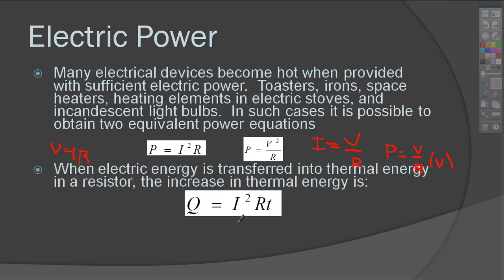So when electric energy is transferred into thermal energy in a resistor, the increase in thermal energy is Q, which you remember from thermodynamics, Q equals mc delta T. It also equals I squared R times t. So I think in your book they might use E for this, or Q, one or the other. The units here are kilowatt hours or joules.